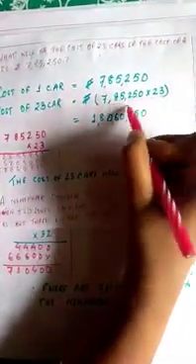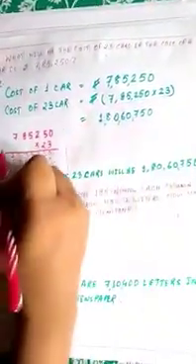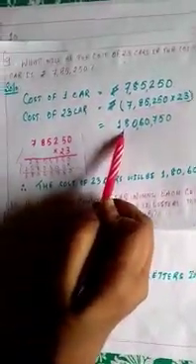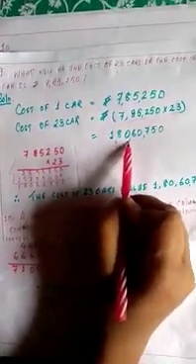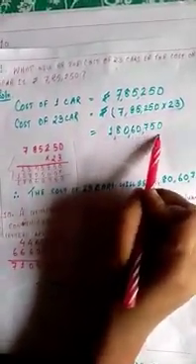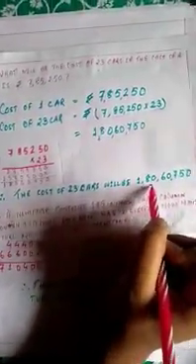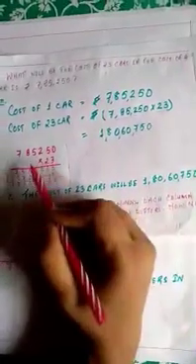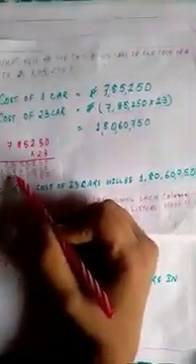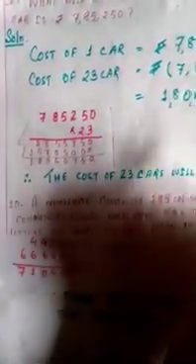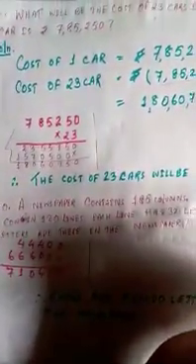Solution: the cost of one car is this much, and then the cost of 23 cars will be, we have to multiply both the numbers. After multiplying, we have got this result: 1,80,60,750. Okay, then the cost of the 23 cars will be 1,80,60,750, and the multiplication work I have shown here. So you will just have to do it in your copy. Okay, this is clear to you now.